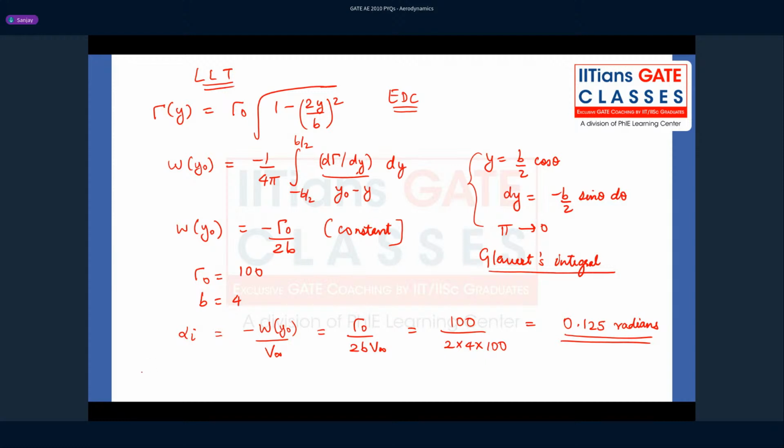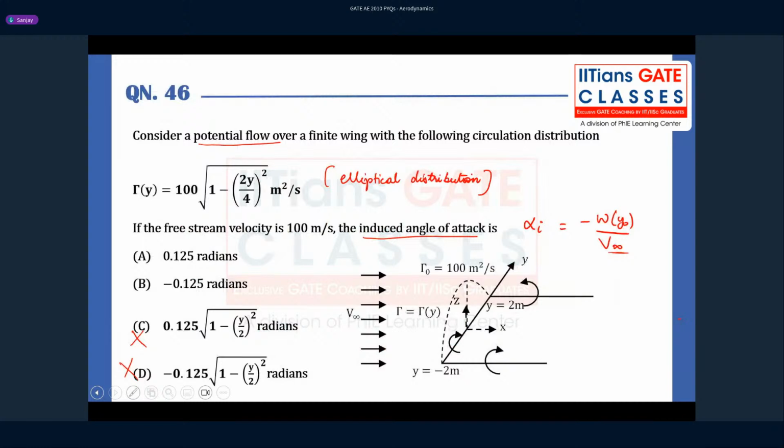So actually in this question you don't even need to solve, right? You just have to understand that it is an elliptical distribution, and for an elliptical distribution, the induced angle of attack is going to be constant. So you can just strike off option C and D. You have to decide between A and B, that too just the sign, right? How will you decide the sign? You know, induced angle of attack is negative of downwash, but downwash itself is negative, so it will become positive, right? So option A is the correct answer.